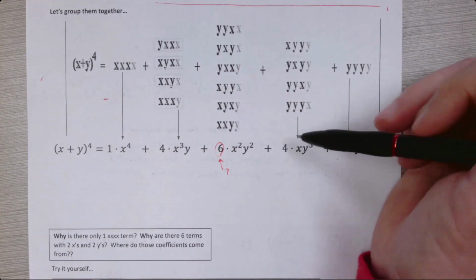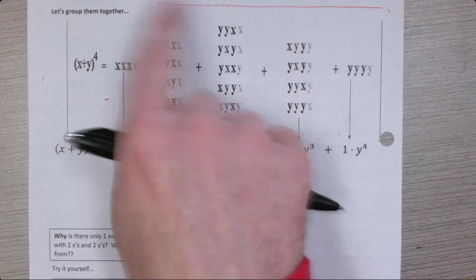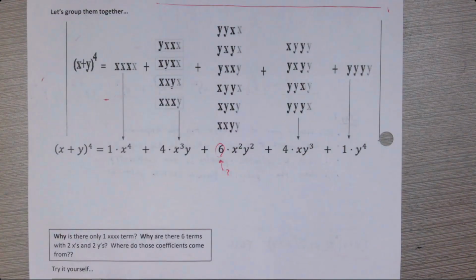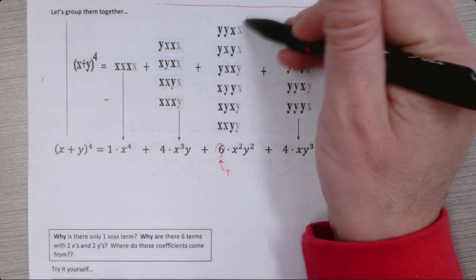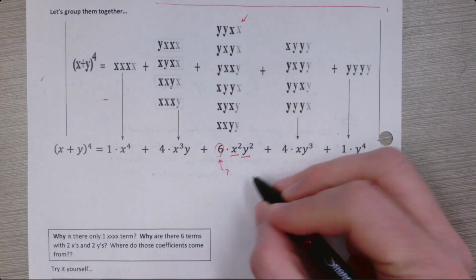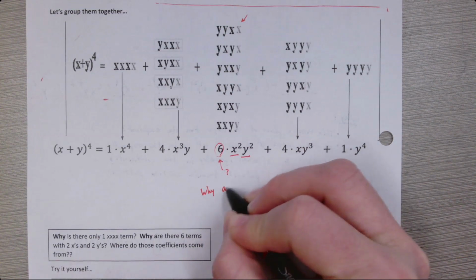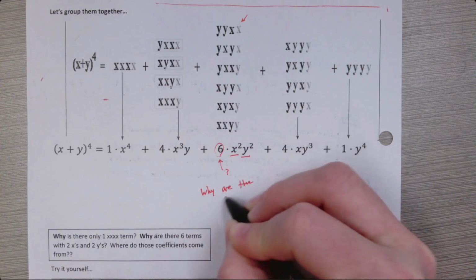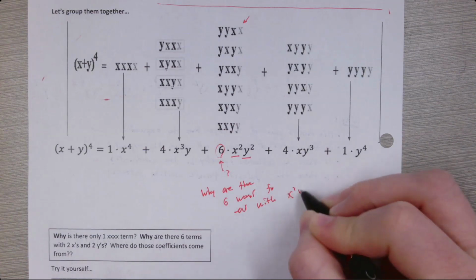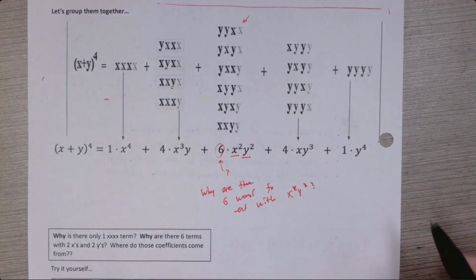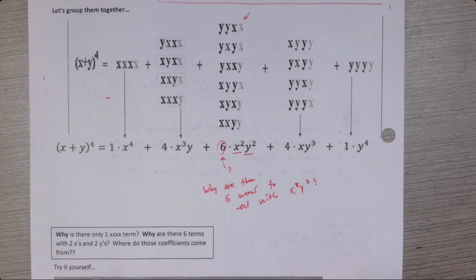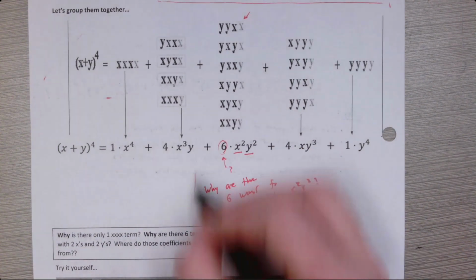Well, wait, what are these? Right, so the process that generates these, I'm finding all the ways of multiplying 4 things together. So this must be all the ways that I can end up with an x squared and a y squared. So why are there 6 ways to end with x squared y squared? That's the question. And again, you might have heard this sounds like a combinatorics problem, because I'm saying how many ways could something happen. So that's what I want you to talk about right now.